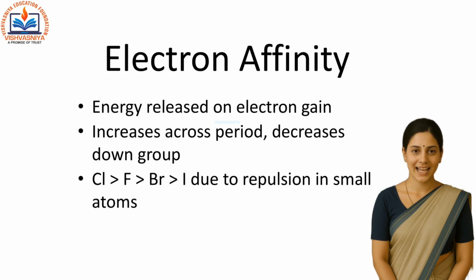Third, electron affinity, EA. It's the energy released when an atom gains an electron. Increases across a period. Decreases down a group. But here's a twist, chlorine has more EA than fluorine due to less repulsion.